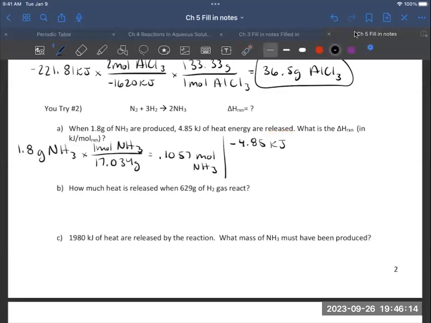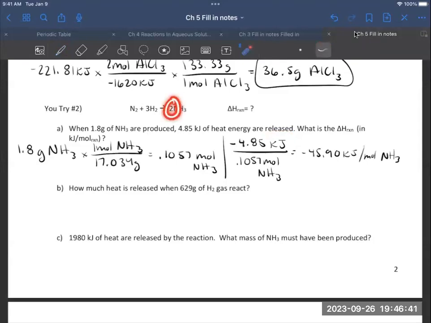So we're going to have heat that was released per mole, 0.1057 mole of NH3, and that's going to get us an answer. So negative 45.90 kilojoules. And we're not quite done yet because that's per mole of NH3. However, in the balanced equation, we have 2 moles of NH3. So we're going to multiply this answer by 2, and that's going to get us the heat of reaction. So negative 92. I believe we can only have 2 sig figs. Yes, negative 92 kilojoules per mole reaction ends up being our final answer there.